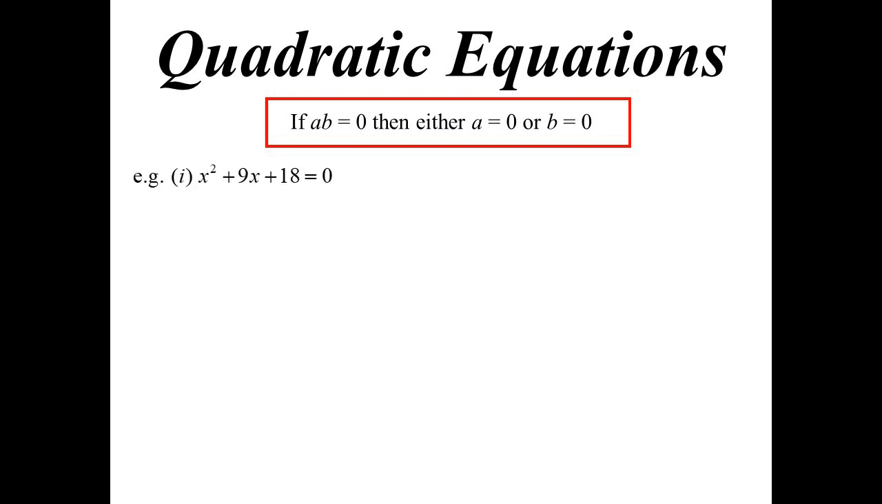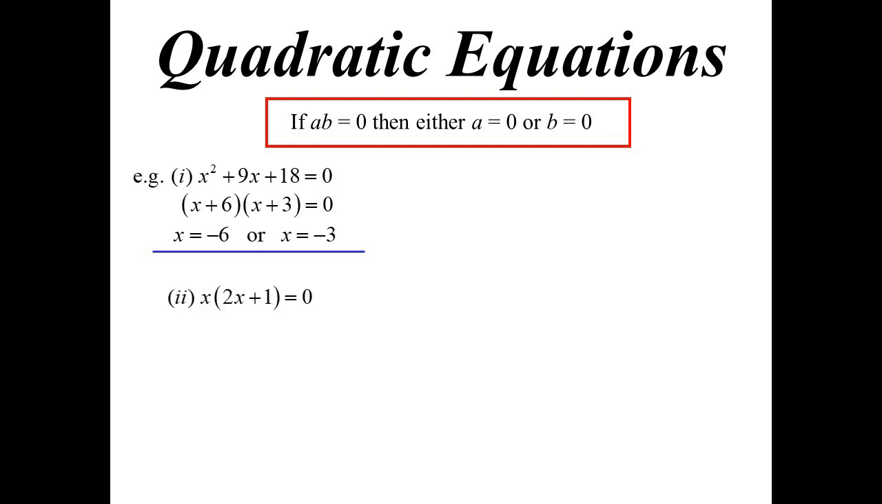So there's our quadratic. Multiplies together to give 18, adds together to give 9. 6 and 3. Well, one of those things has to be 0. So either x plus 6 is equal to 0. We don't normally write it down because it's a very simple equation. You can do it in your head. That's x is negative 6. Or x plus 3 is equal to 0. X is equal to negative 3. Got to be one of those things.